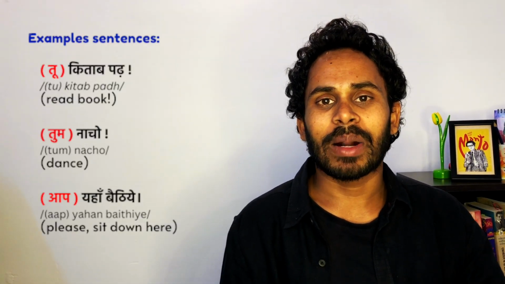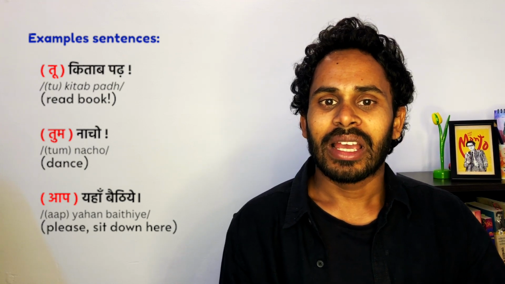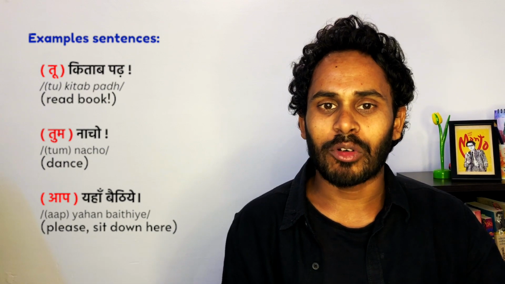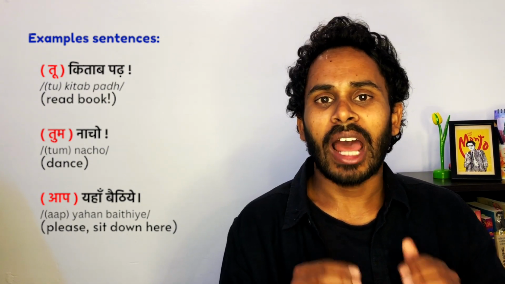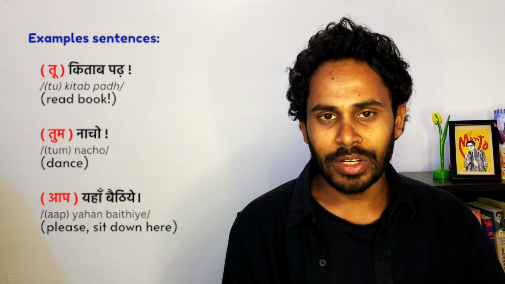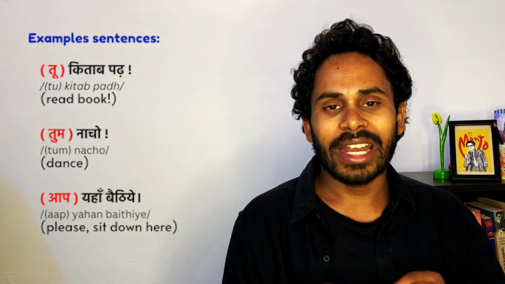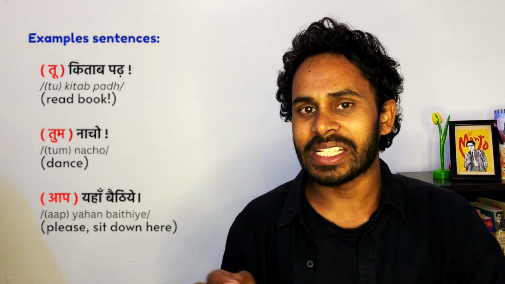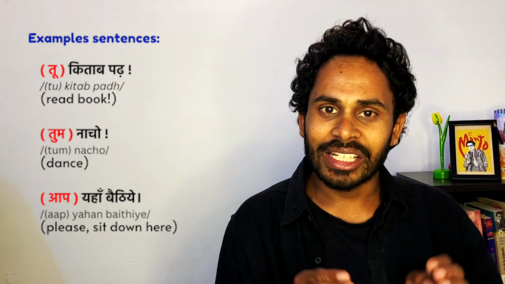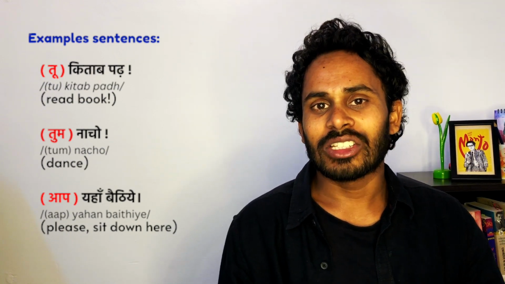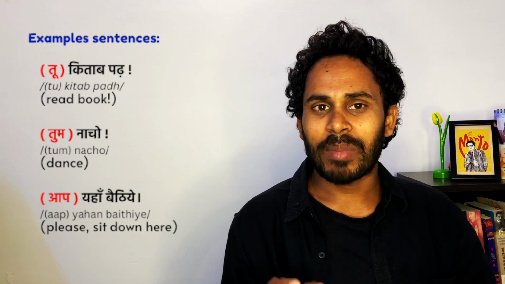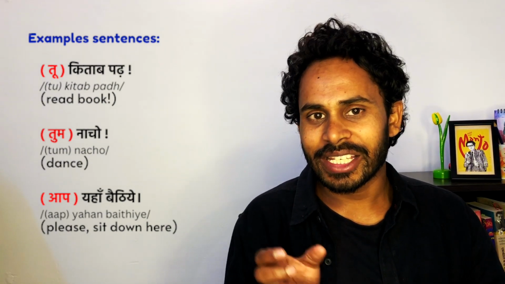Let's see some example sentences. Tu kitab pad. Here padhna is the infinitive and the root is pad, and with tu, the root itself is the imperative form. The second one is tum nacho. Here nachna is the infinitive, nach is the root, and for the imperative form we add o with tum, and that's why it's tum nacho. And the third example is aap yahan baithiye. You please sit down here. Here baithna is the infinitive and the root is bait, and for the imperative form baithiye we use ie, the matra form of ie, the diacritic ie.